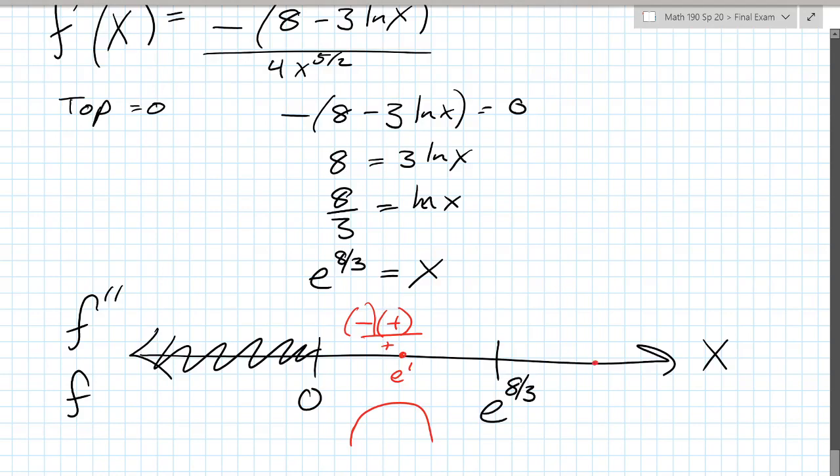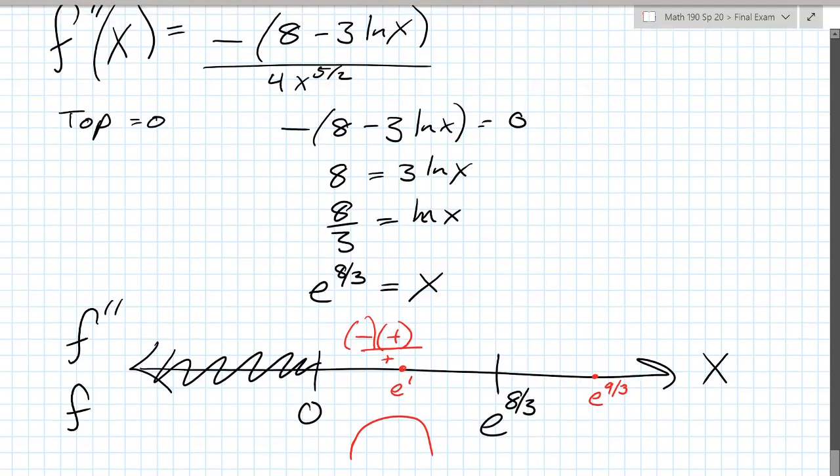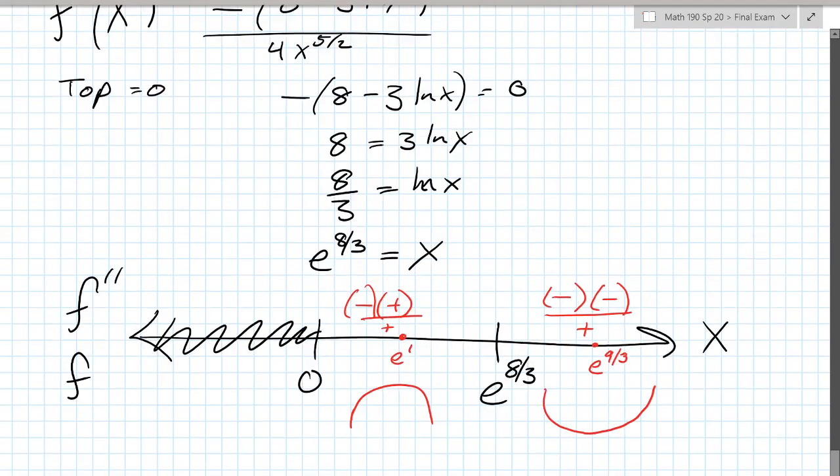And over here, I need something bigger than e to the 8/3. How about e to the 9/3? That would be e to the 3, right? So the ln of e to the 3 is 3. 3 times 3 is 9. So we have a negative out front. We have 8 minus 9 is a negative. And on the bottom, we have a positive. A negative times a negative is a positive, divided by a positive is a positive. So over here, we've got concave down.